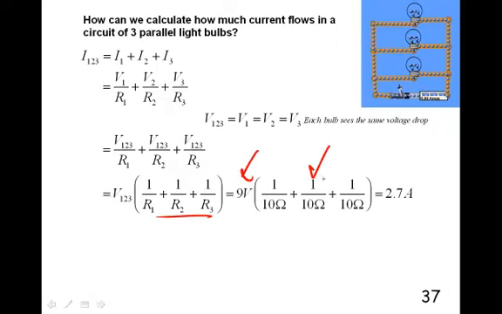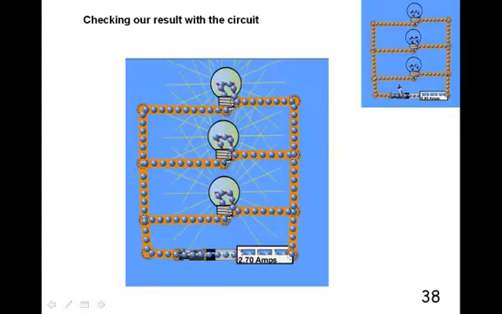Plug numbers in, and I find that I should have 2.7 amps coming through the circuit when I turn that switch on. When I close that switch, I should end up with 2.7 amps. Let's see if that's what we get. Sure enough. I went ahead and did that ahead of time, so we didn't have to do it again. So there's 2.7 amps coming out of the battery, and then this would be I1 here, this is I2, this is I3.